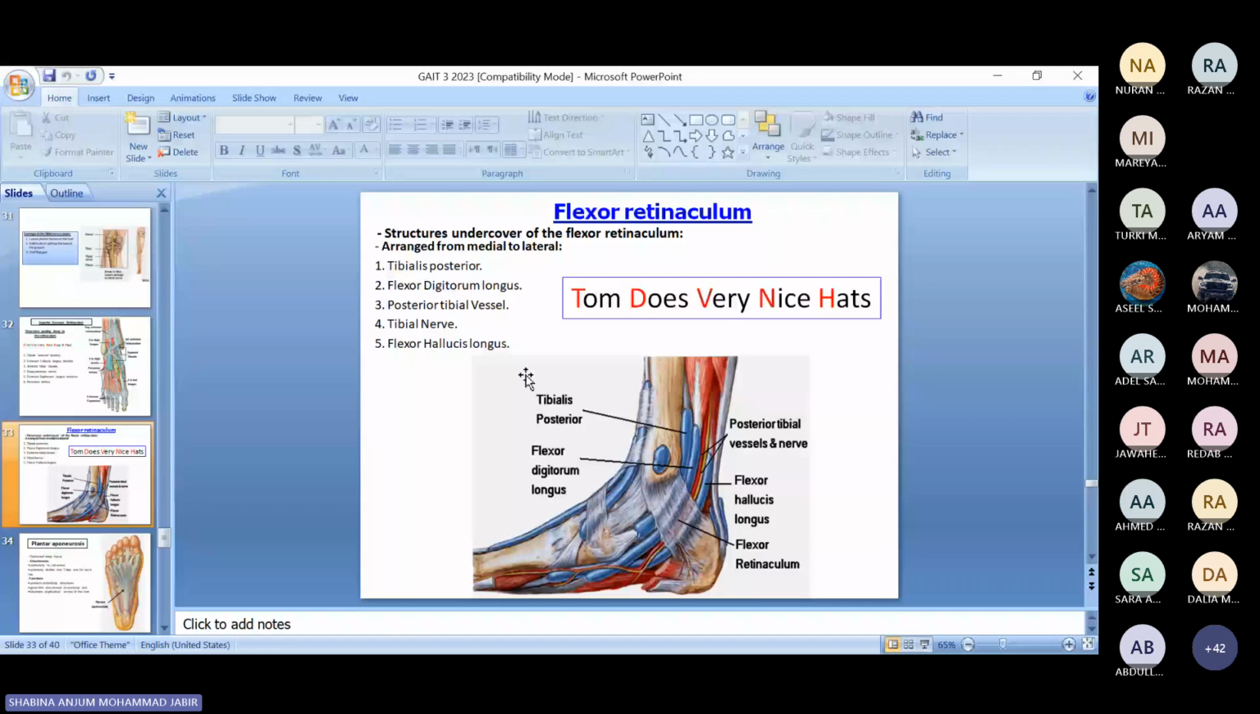If you start from the medial to lateral side, first you have tibialis posterior, then flexor digitorum longus, then the posterior tibial vessels and tibial nerve, then flexor hallucis longus. Just try to remember this and try to see this. It is present in our models.